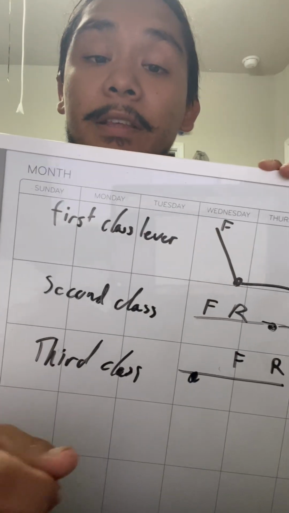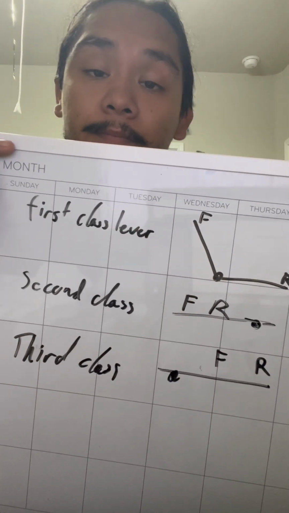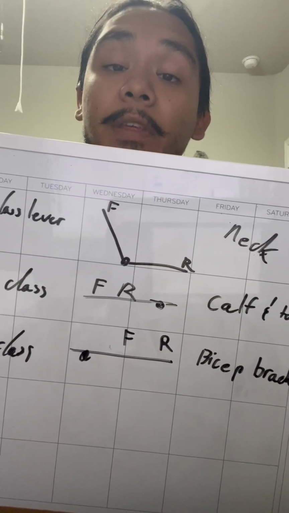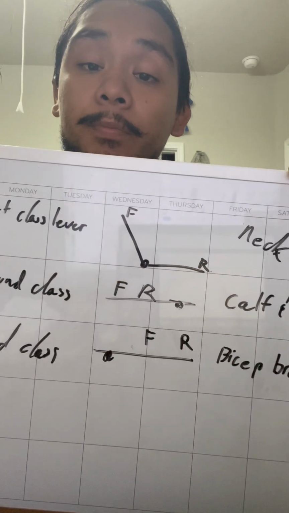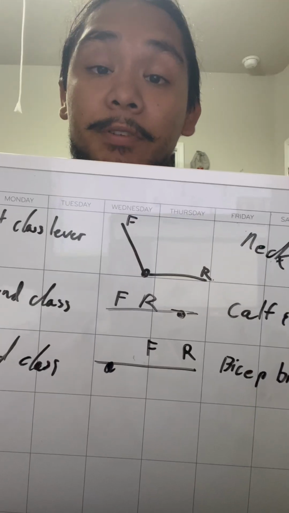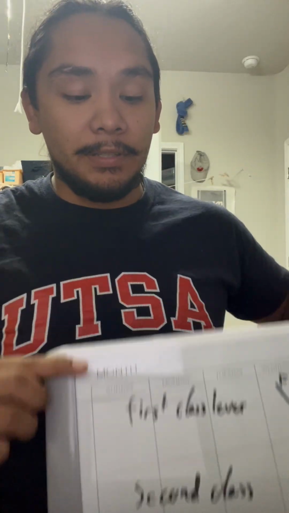Now, these can be found throughout the body. As some examples, our necks will be a good example of a first class lever. This is because we have the muscular force of, we'll just say, our trapezius muscles, and then our resistive force being the actual weight of our head, with the fulcrum being right here at the first vertebrae.